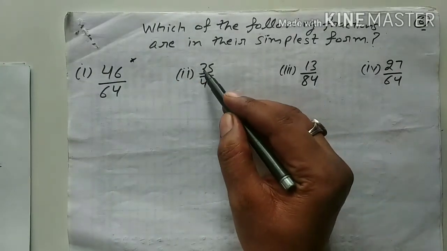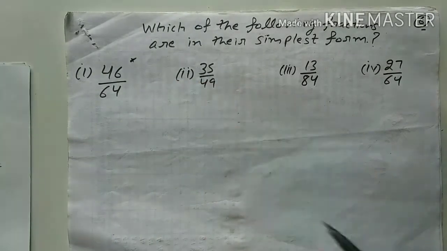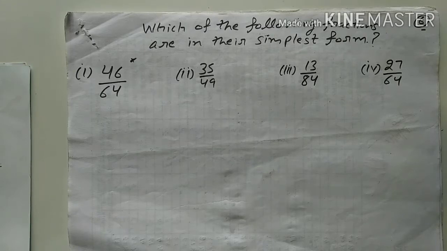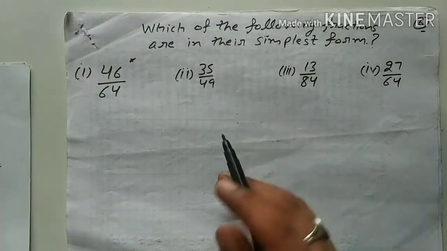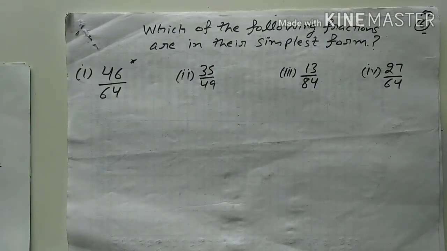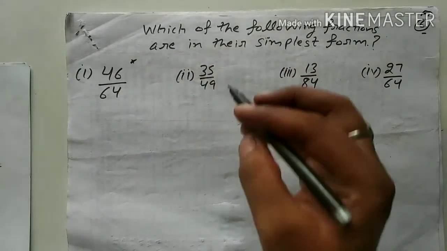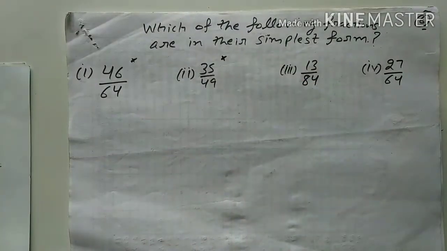Now here you will see 35 and 49. 35 is divisible by 5. Now when you divide 35 by 5, what is the answer? 7. Now you see, in the table of 7, 35 is also there and 49 is also there. So 7 is the number which is dividing both 35 and 49. So this is also not a simplest form.